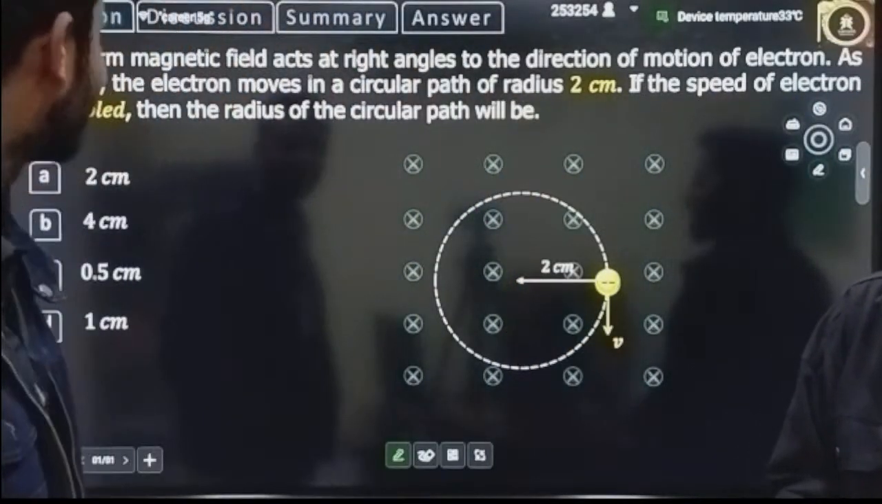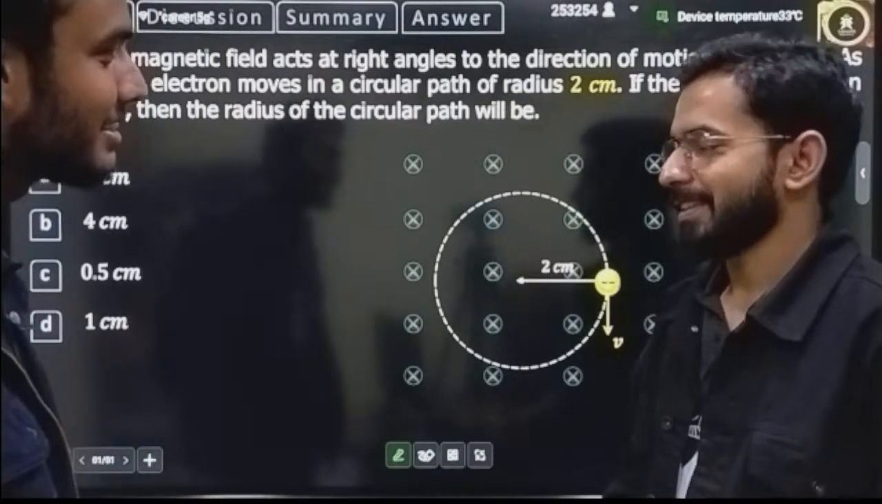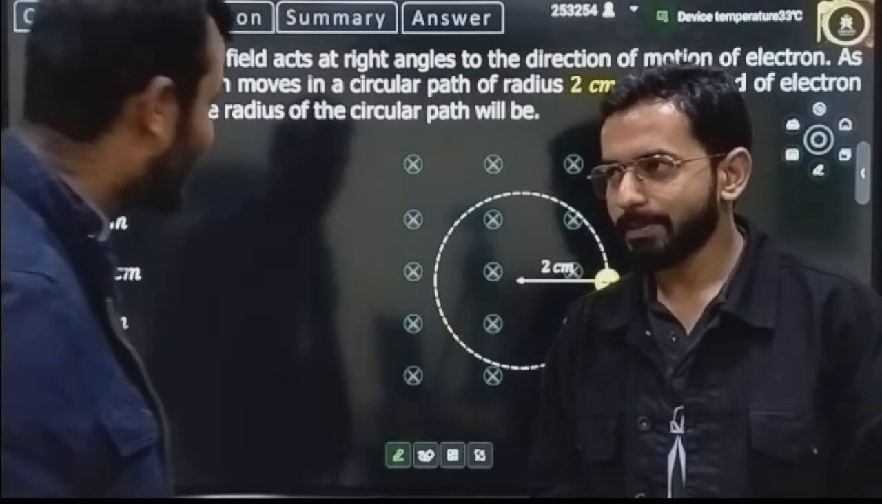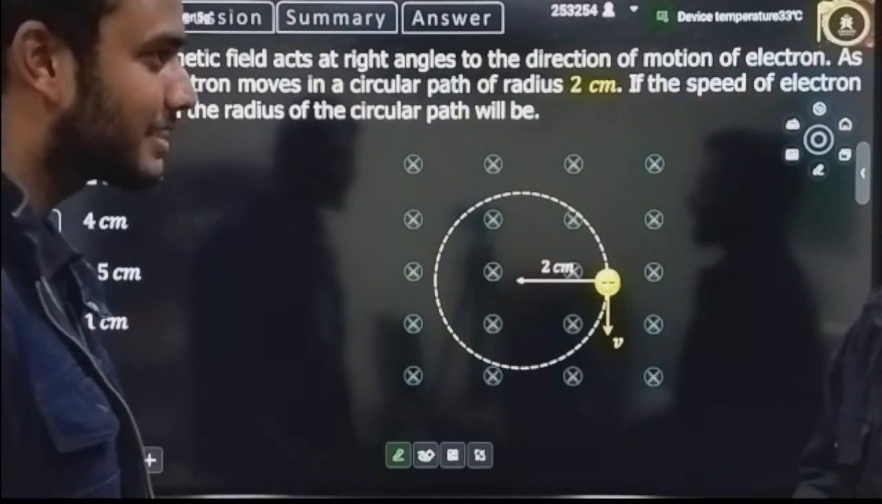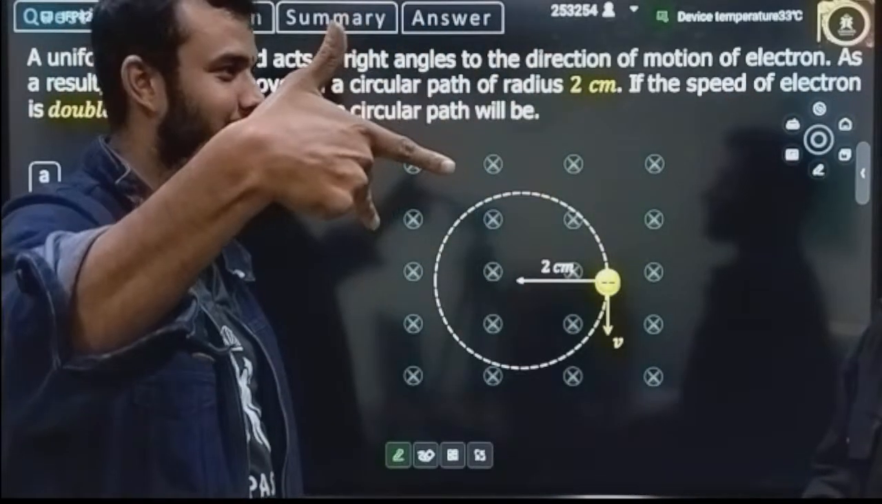Okay. Can I ask you something? Sir, this question, can I give the answer? If you can, then give, no problem. Okay. What is the question? A uniform magnetic field acts at a right angle to the. Oh, Fleming's rule you are discussing. No. This one I do.